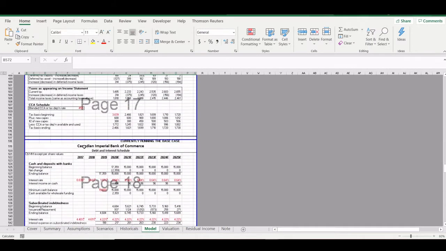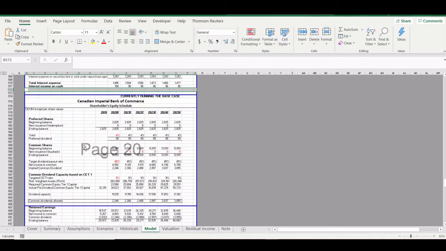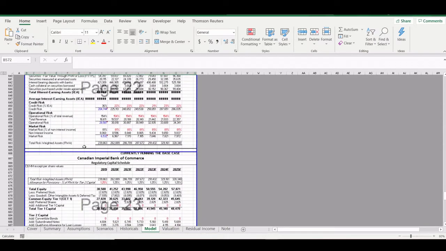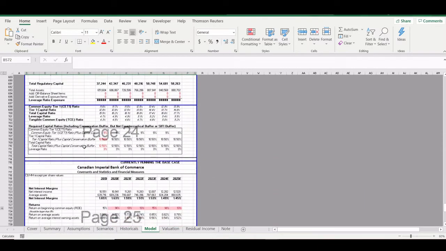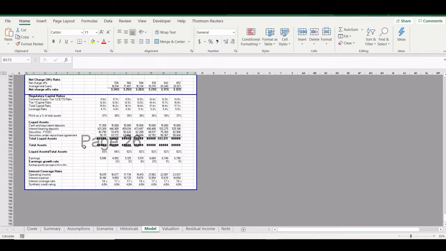income tax schedule, debt and interest expense schedules, shareholders' equity schedule, risk-weighted asset schedules, and regulatory capital ratios. Covenants and credit statistics and financial measures are included on the tab.